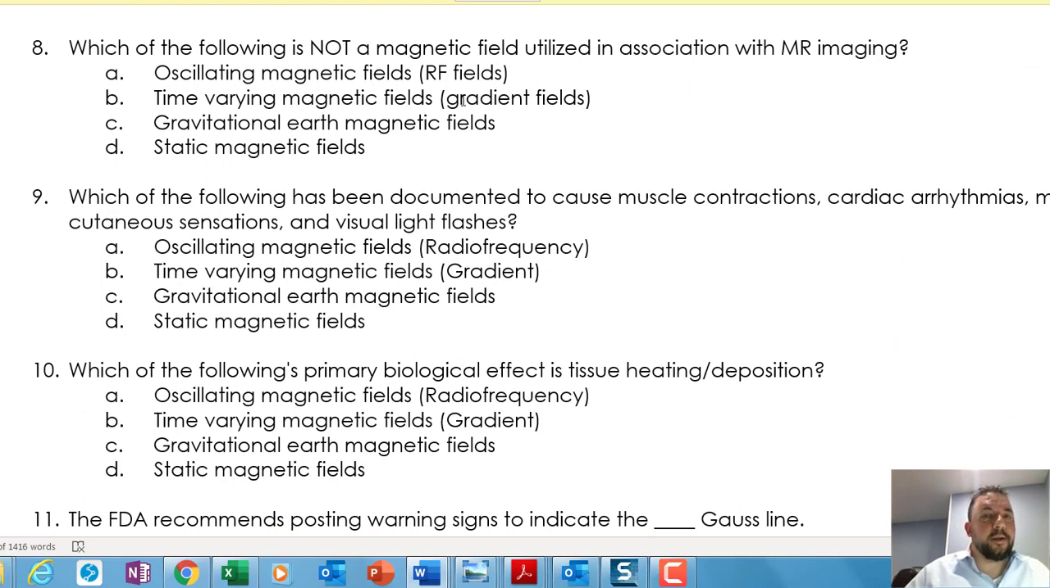Which of the following is not a magnetic field utilized in association with MR imaging? Gravitational earth magnetic fields. Which of the following has been documented to cause muscle contractions, cardiac arrhythmias, mild cutaneous sensations, and visual light flashes, or those magnetophosphenes? That would be time-varying magnetic fields or gradient. So 9 would be B.